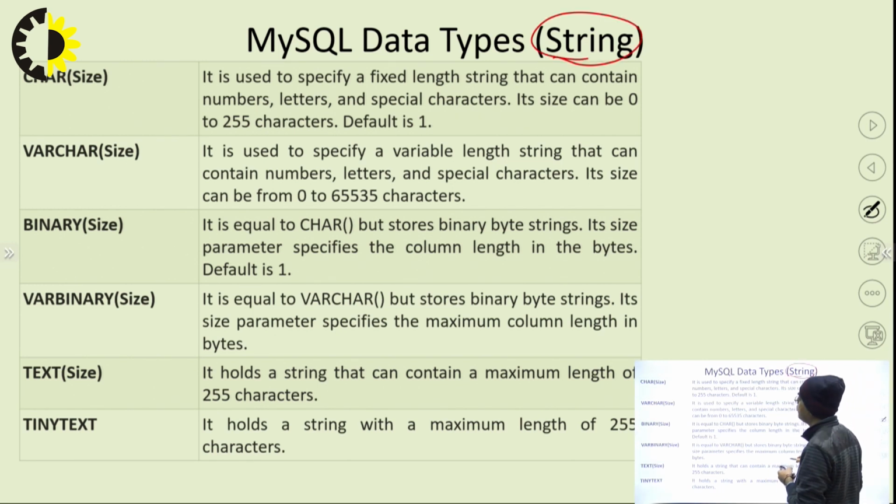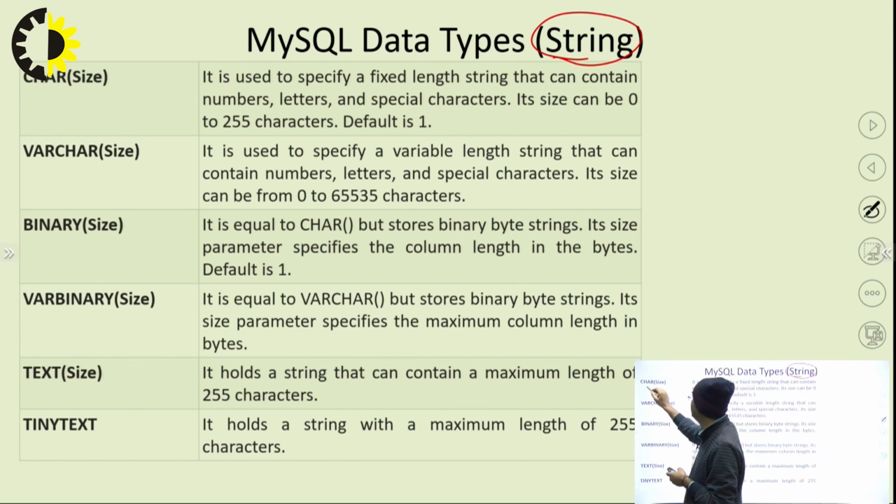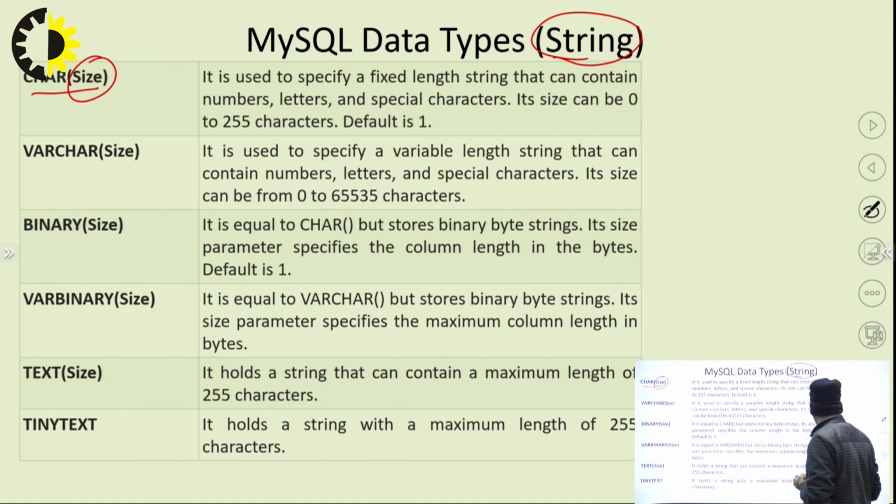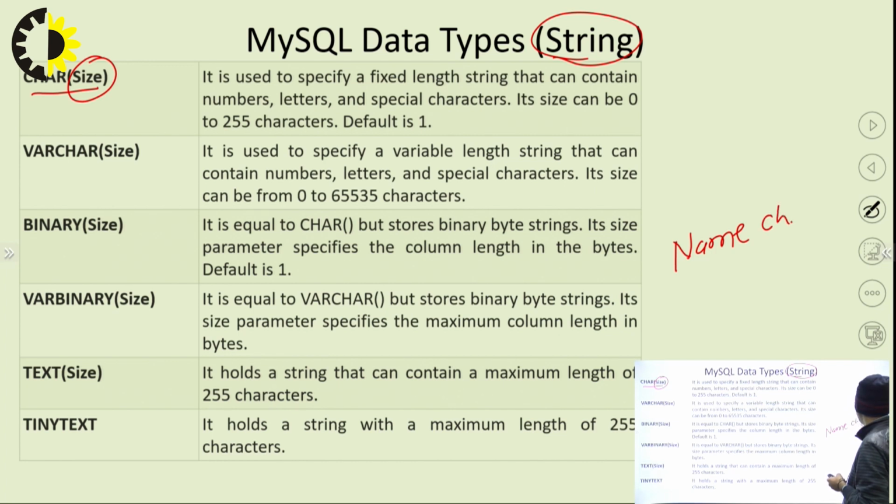Which string types are involved? The first one is char. Here we have to write and mention the size. Let's suppose we are creating a table and we write name here. We have to mention char, and then how many characters are required. How many characters does the name contain? 10 characters, 20 characters. We have to specify it here. Here we have to put n.